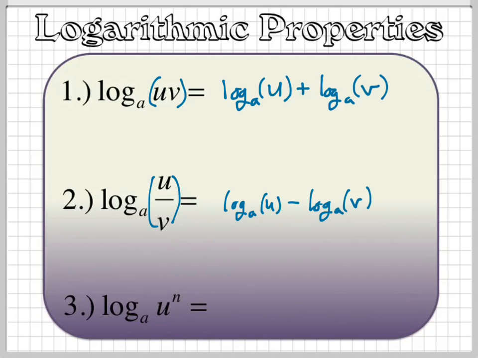This next one right here is my favorite. What you do with this one is you take this n. Whenever you have an exponent inside a logarithm, you can take it out and drop it like it's hot. So it actually equals n times log base A of u.